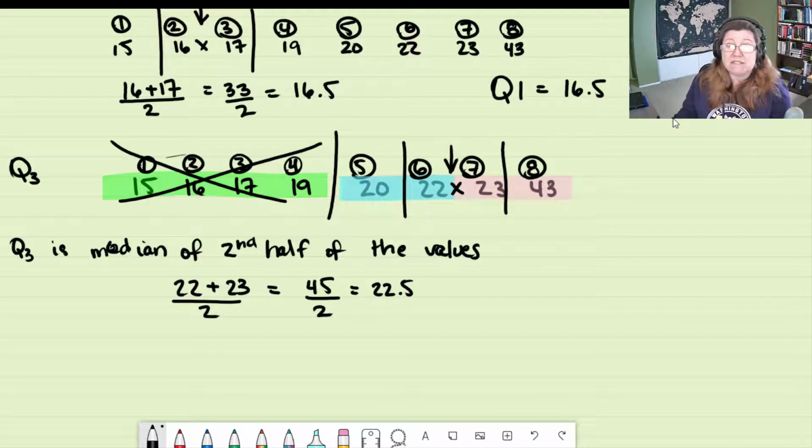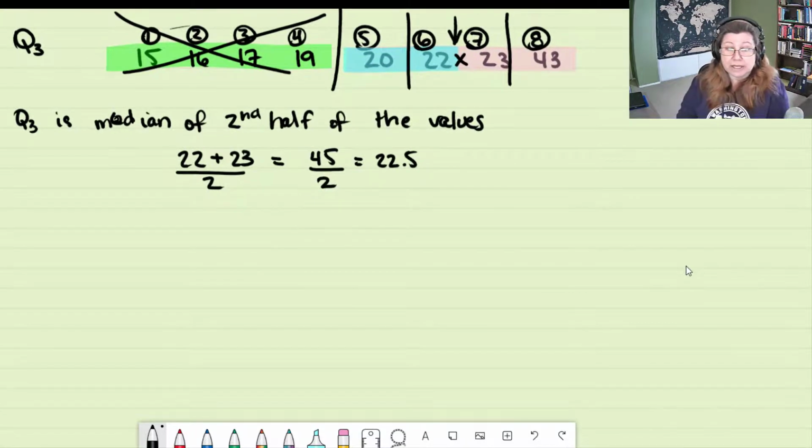Now, the reason why I did some of it visually and some of it mathematically is because this was only a list of 8. I could have done it visually the whole time. So here's what I'm going to do. I'm going to redo it very quickly, finding the median, Q1 and Q3, all visually.